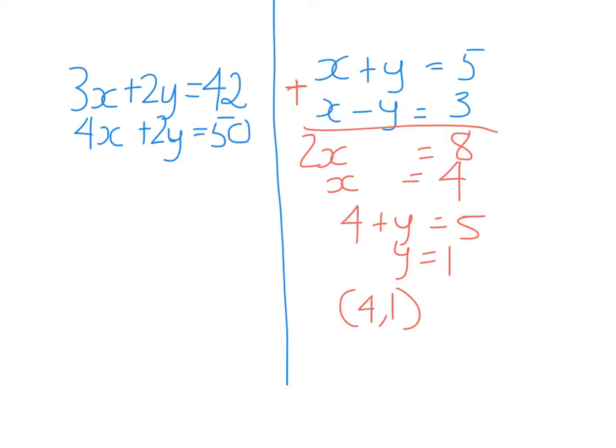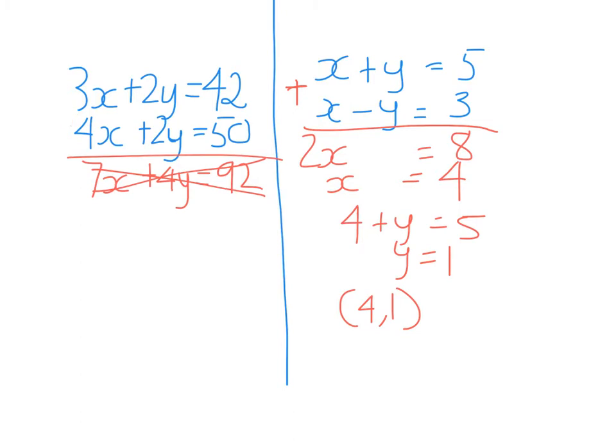I want to eliminate one of the variables. Let's try the trick that we tried over here. Let's add together the 2 equations. So if I do that, I get 3x plus 4x is 7x, 2y plus 2y is 4y, 42 plus 50 is 92. I didn't actually eliminate the x's or the y's. This equation here is no easier to solve than either of those. So this time, adding didn't actually work.